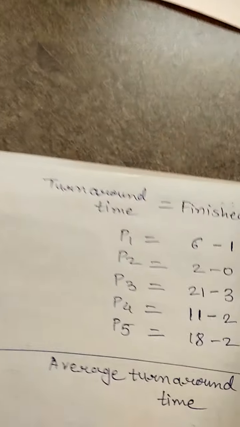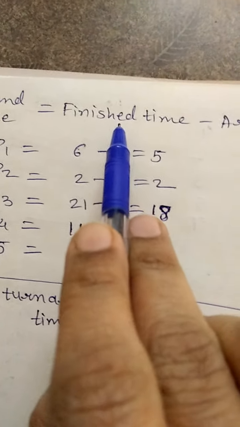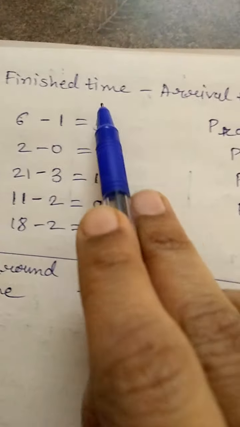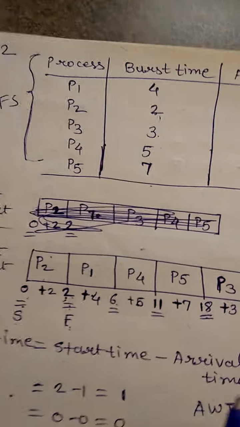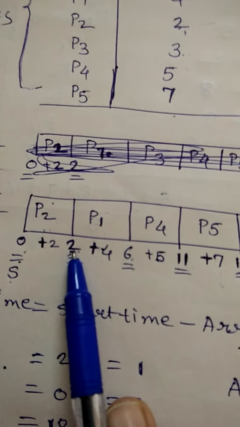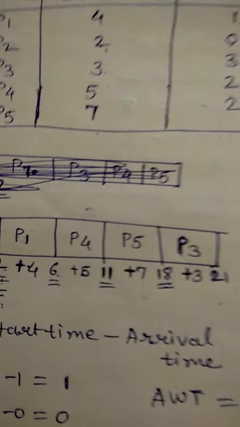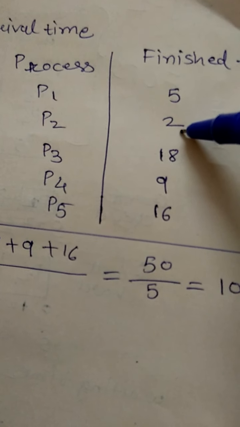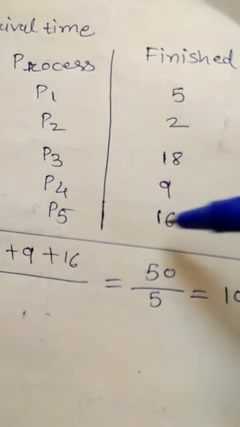Now we are going to calculate the turnaround time. What is the formula for turnaround time? Turnaround time equals finish time minus arrival time. We know the arrival times, and now we are going to see the finish times. Let's go back to our Gantt chart. The finish time is written here for P2, P1, P4, P5 and P3. I have written the finish time separately for each process.